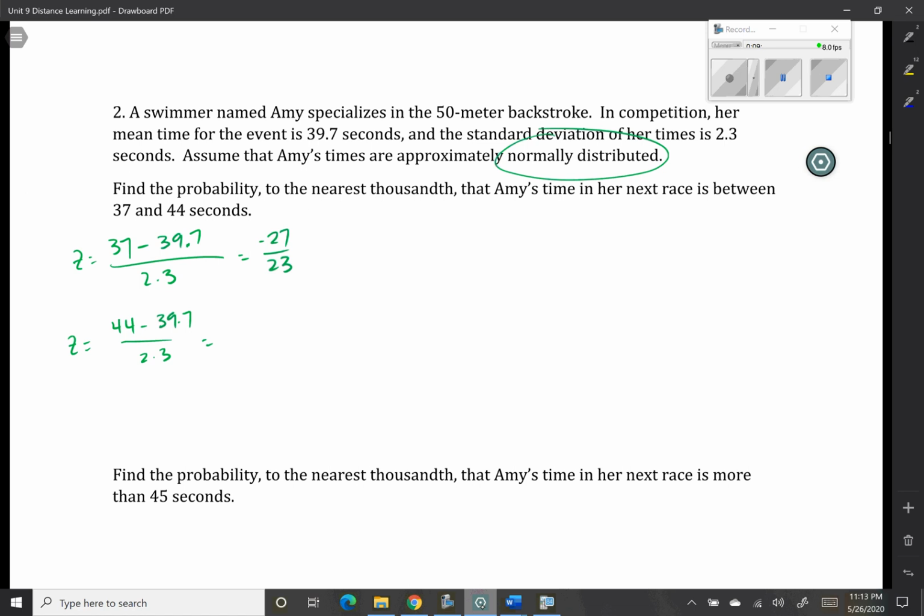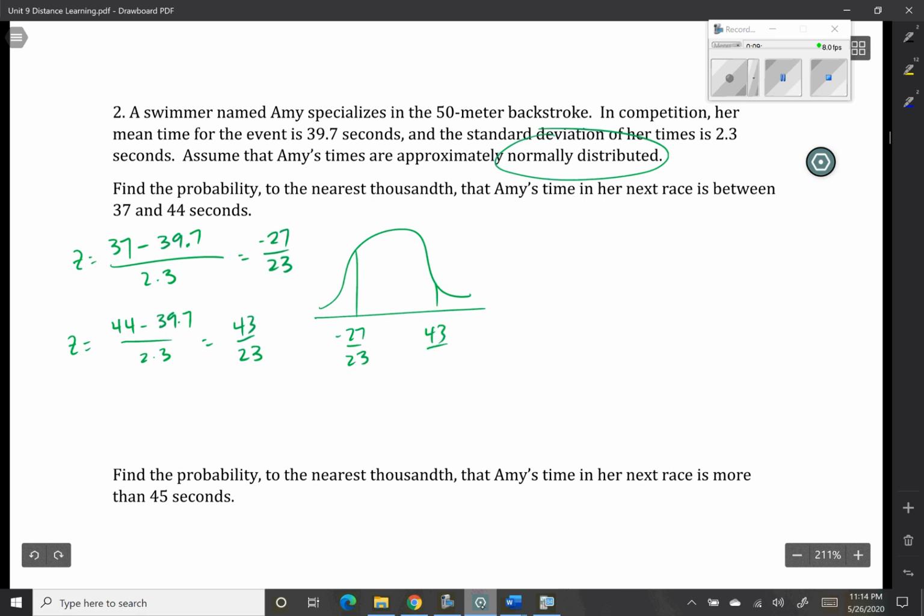This is just calculator work. You can definitely use decimals. If you don't like the fractions, use the decimals. I like the fractions because it makes sure that I get the exact answer, right? So we have negative 27 over 23 and positive 43 over 23. Now, we're trying to find this percentage. This is our lower number. This is our upper number. So go ahead, type it in your calculator, see what you get.